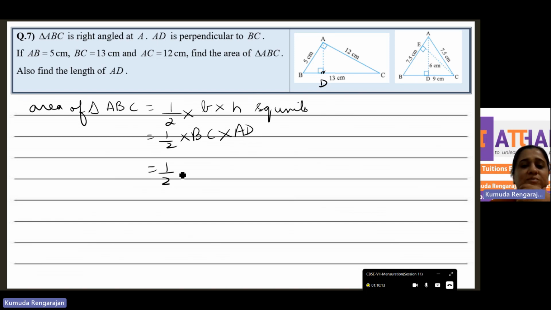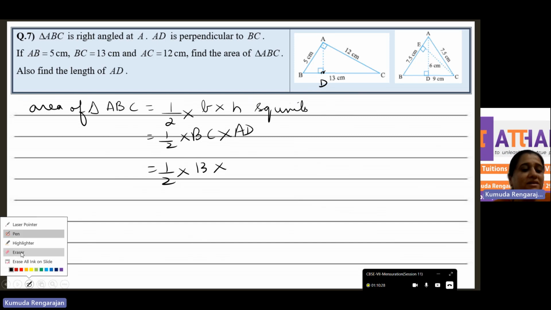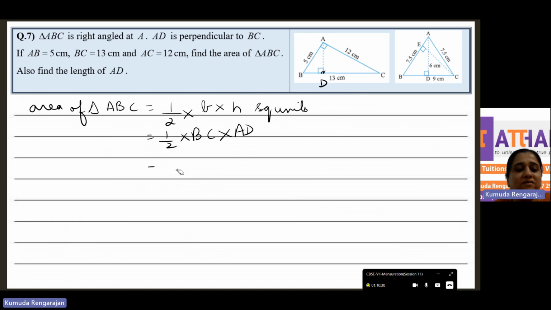Half into, what is BC? 13. How much is AD? Is it given? Then how can you find the area? That's why we didn't take BC as the base. You need to know, yeah, very good. We need to know both the base and altitude. That is why we didn't take BC as the base. So then which is the base?